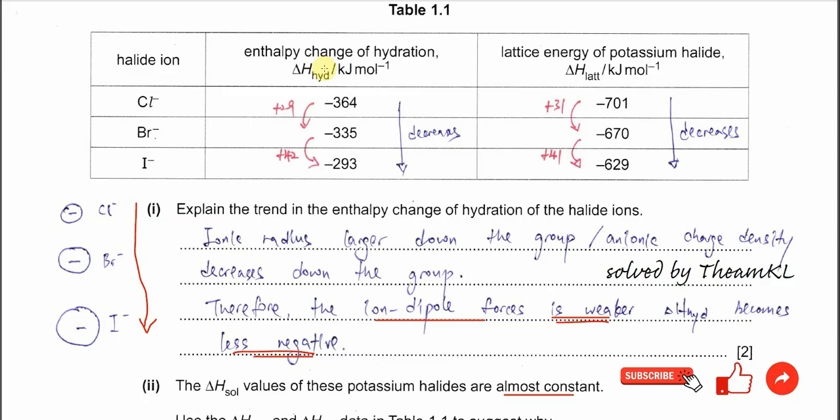So when going down the group, from chloride to bromide, we know the change is plus 29, and the lattice energy change is plus 31. They are quite close, meaning the difference between the halides in the enthalpy change of hydration and the lattice energy is quite close. And from bromide to iodide, the change is also very close: plus 42 and plus 41. We use these values to see.